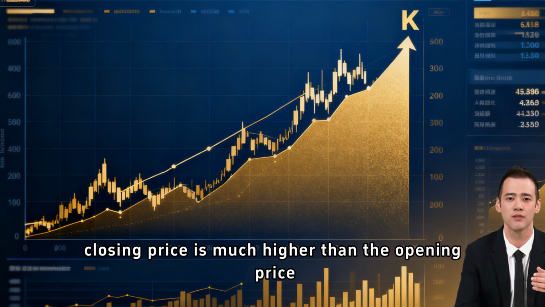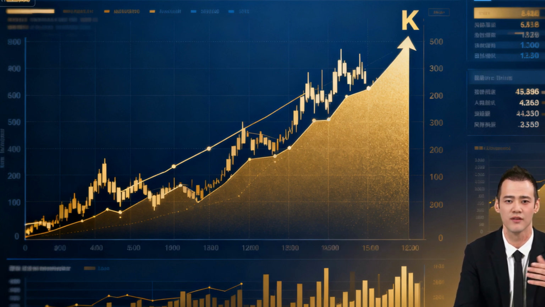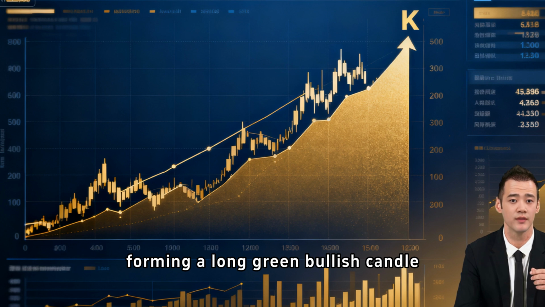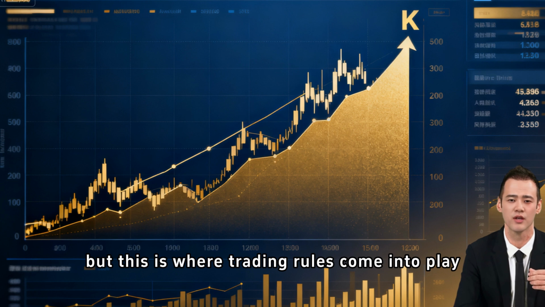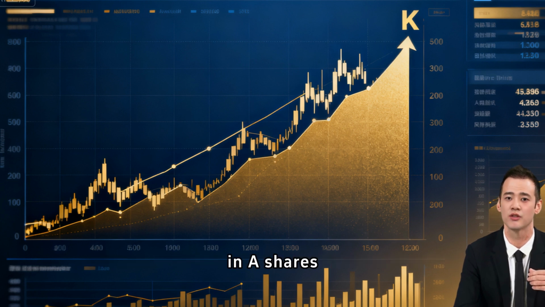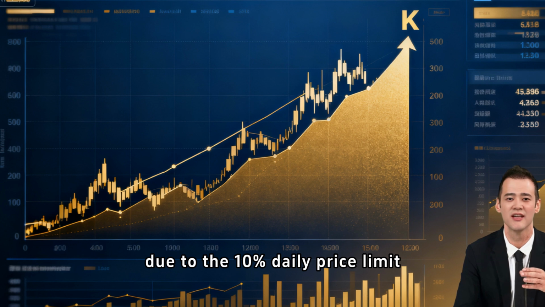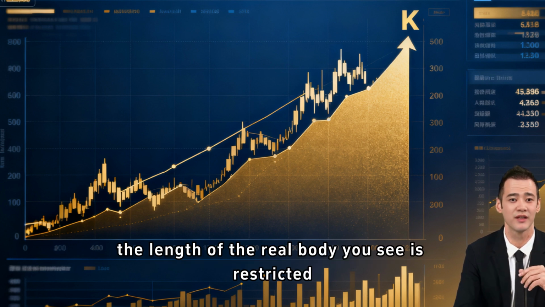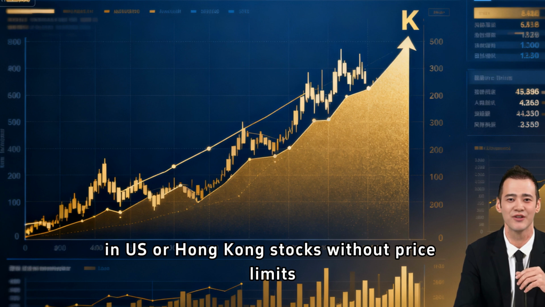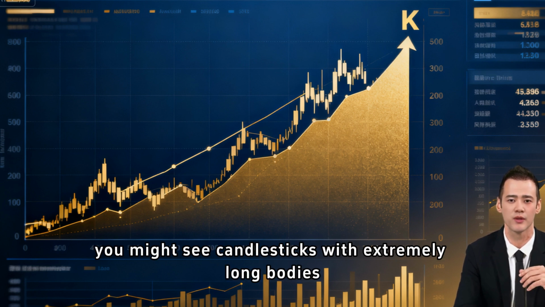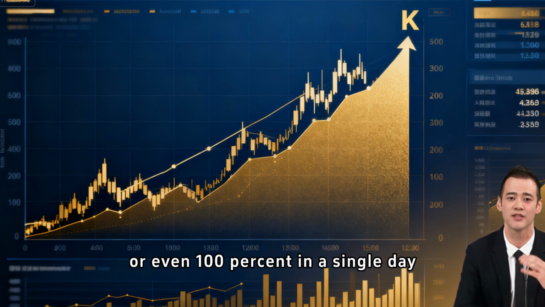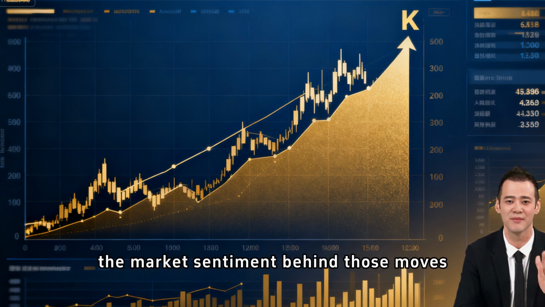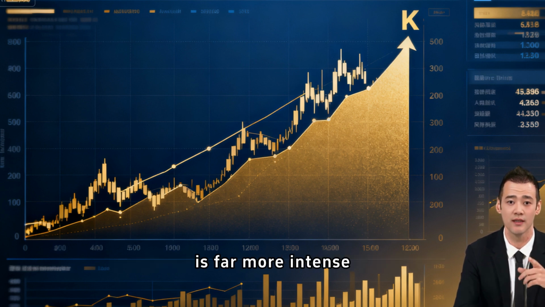When the closing price is much higher than the opening price, forming a long green bullish candle, it usually means very strong buying pressure that day. But this is where trading rules come into play. In A shares, due to the 10% daily price limit, the length of the real body you see is restricted. In contrast, in US or Hong Kong stocks without price limits, you might see candlesticks with extremely long bodies, where prices can swing 50% or even 100% in a single day. The market sentiment behind those moves is far more intense than in A shares.